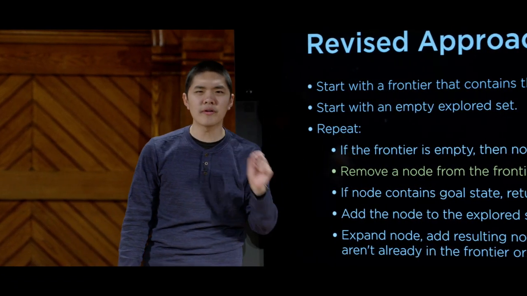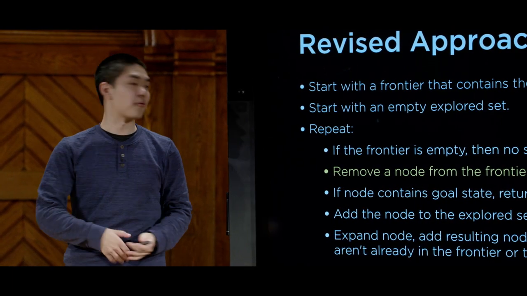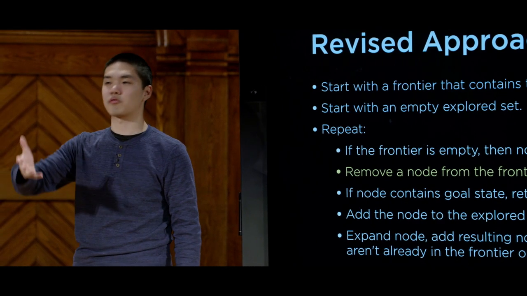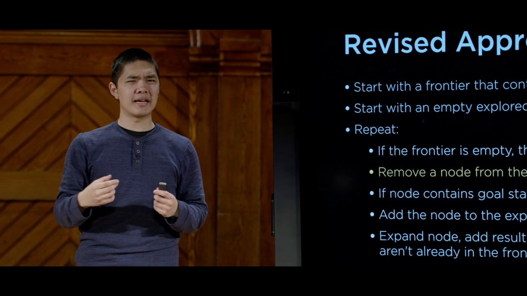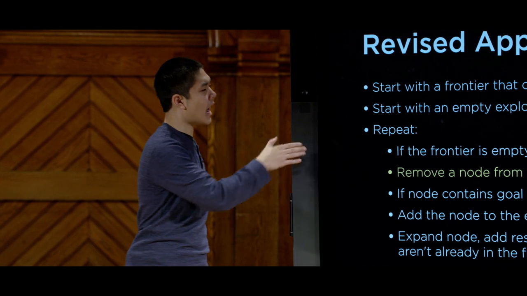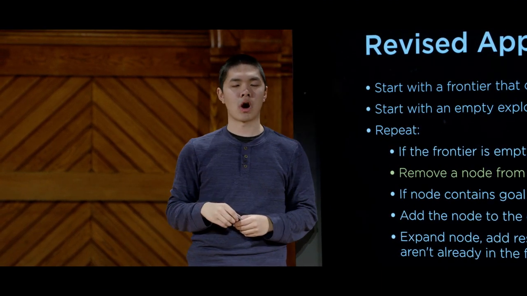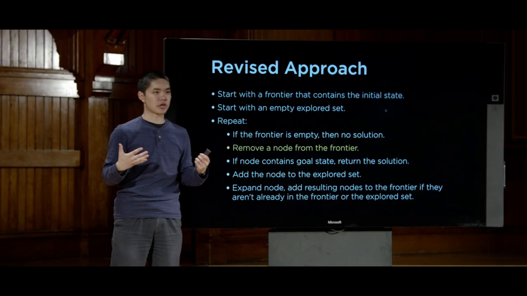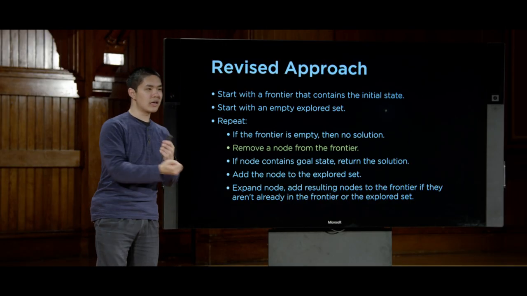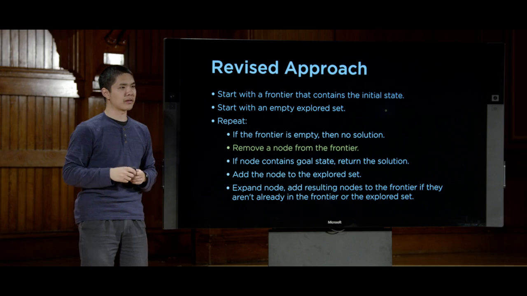Now, the one point that I've kind of glossed over here so far is this step here, removing a node from the frontier. Before, I just chose arbitrarily, like, let's just remove a node, and that's it. But it turns out it's actually quite important how we decide to structure our frontier, how we add and how we remove our nodes. The frontier is a data structure, and we need to make a choice about in what order are we going to be removing elements.